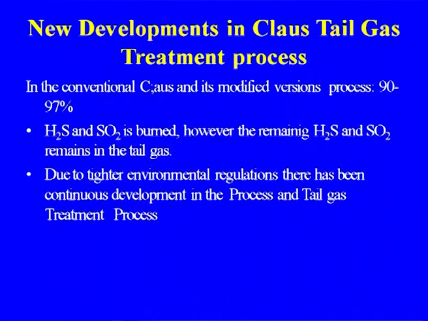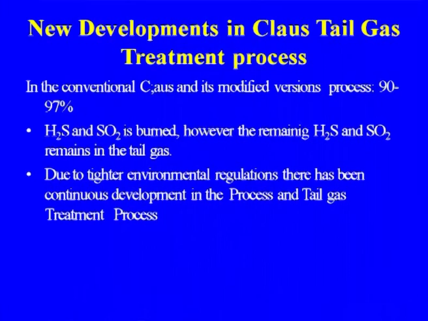New development in the Claus tail gas treatment process. In the conventional Claus and its modified versions, the conversion is 90 to 97%, because I told you the 95-90, that is on the higher side. Depending upon the efficiency of the Claus process, the conversion may be as low as 90%, and the H2S and SO2 is burned. However, the remaining H2S and SO2 remains in the tail gas. That was the problem in the case of the conventional Claus process. Due to higher environmental regulation, there has been continuous development in the process and tail gas treatment processes.